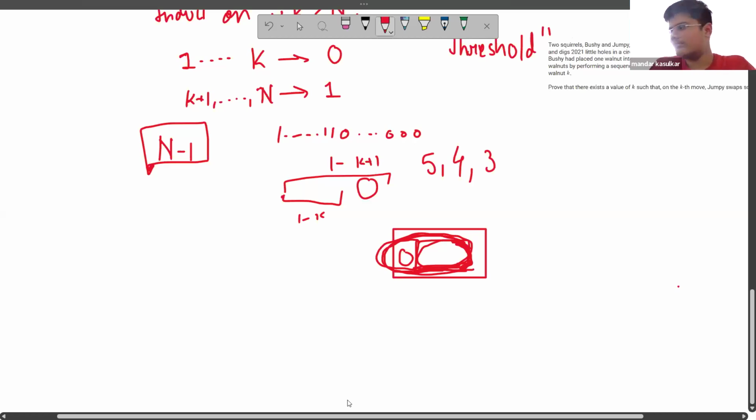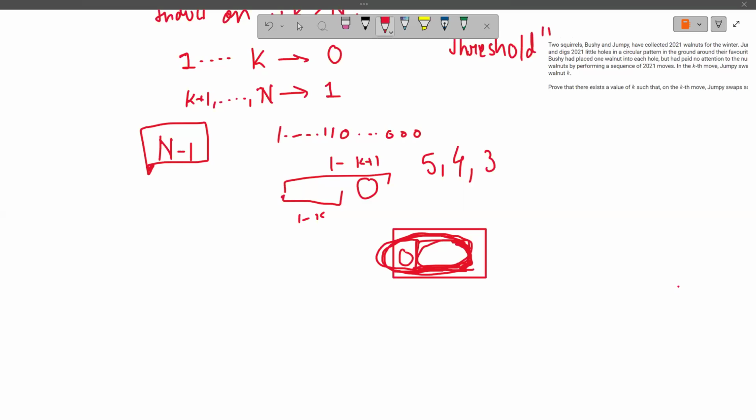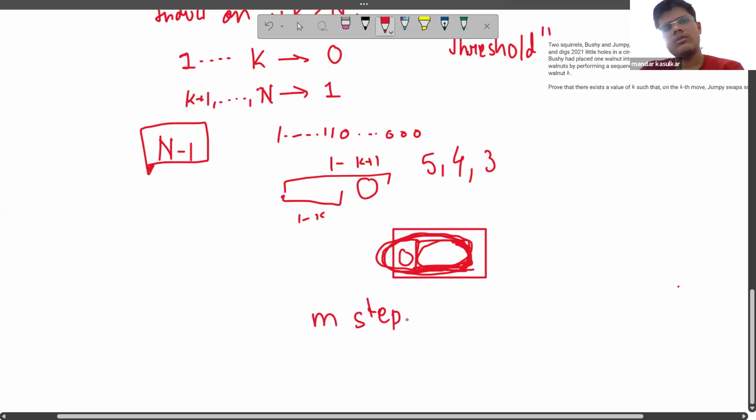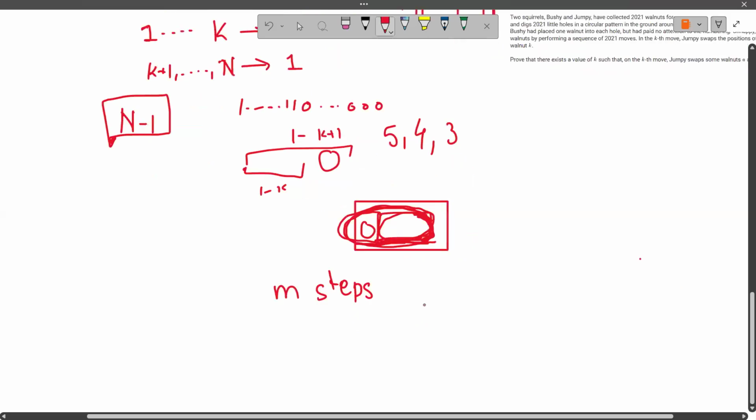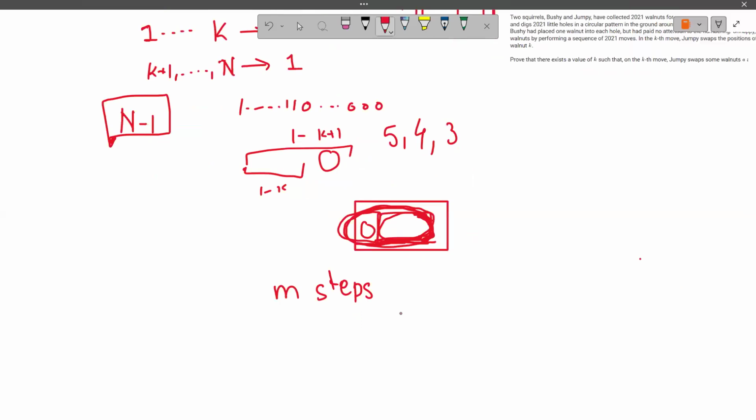Aritra, go on. My induction step was that after some m steps, we have the n plus 1 zeros from the right, let's say. What do you mean by that? N plus 1 first are 0 from the right side. Okay, sure.